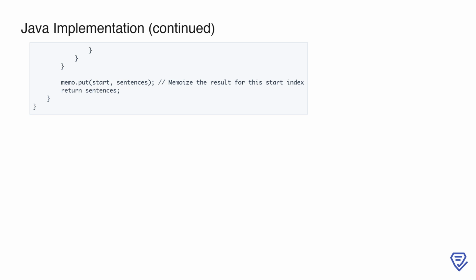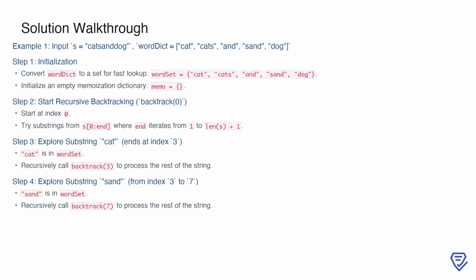elegant and performant. We begin solving the problem with an example where the input string is catsanddog and the dictionary contains the words cat, cats, and, sand, and dog. First, we convert the word dictionary into a set for faster lookups, resulting in wordSet equals cat, cats, and, sand, dog. Next, we initialize an empty memoization dictionary, memo equals {}. This will help us store intermediate results to avoid redundant calculations.